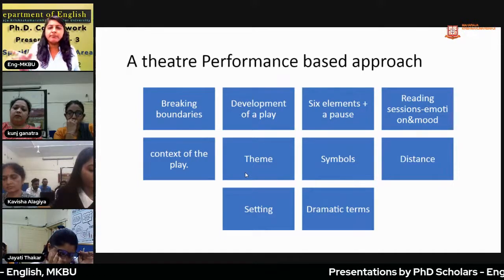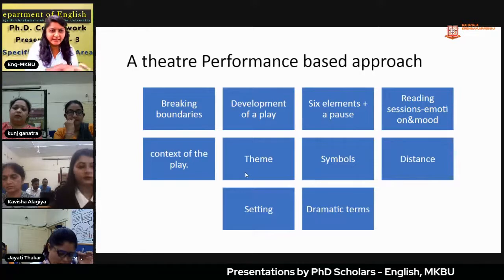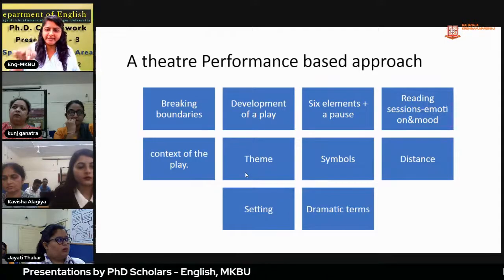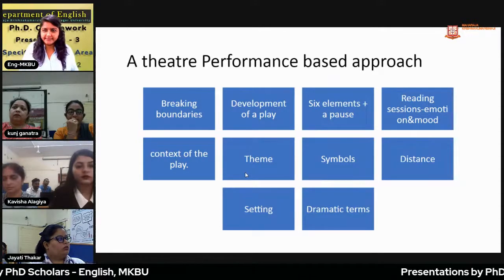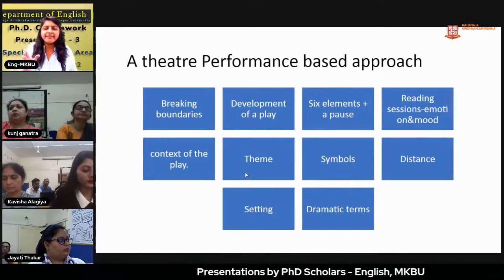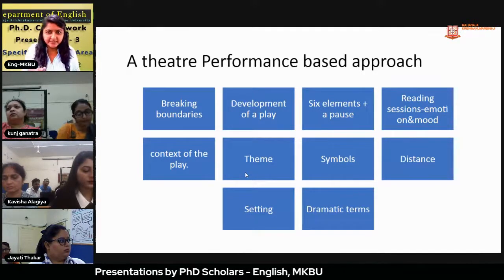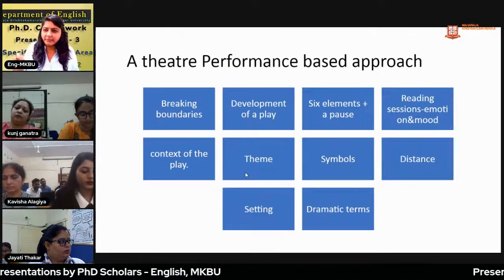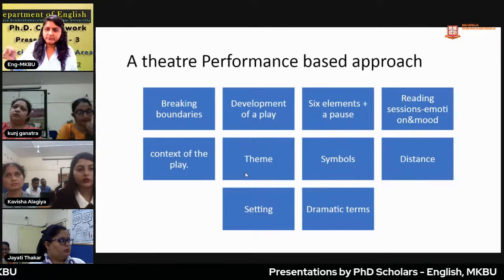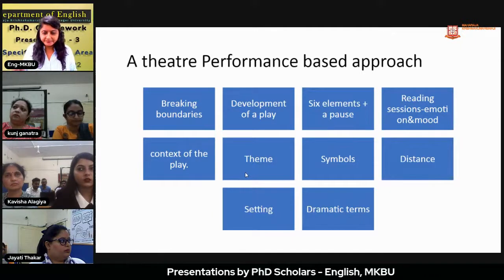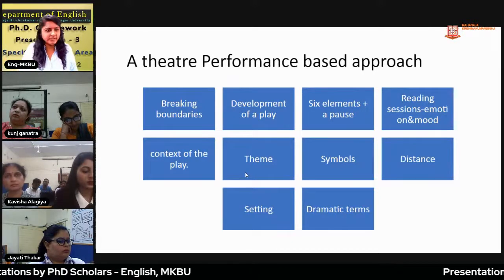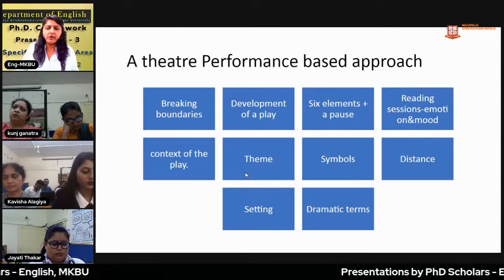Then the development of drama, where we have seen the six elements. So how to introduce the six elements plus a pause. I have added here a pause, a silence that we need to understand while looking at drama. Another first step we can take is reading sessions, not just stereotypical reading without tone or emotions. It is necessary to understand the emotions and mood of the situation, scene or characters.